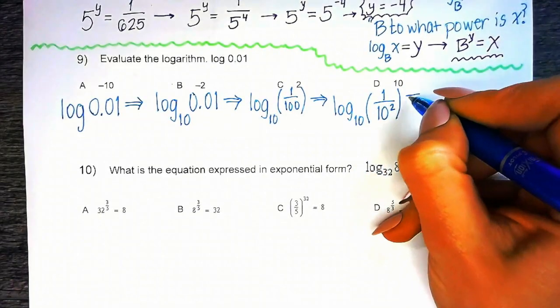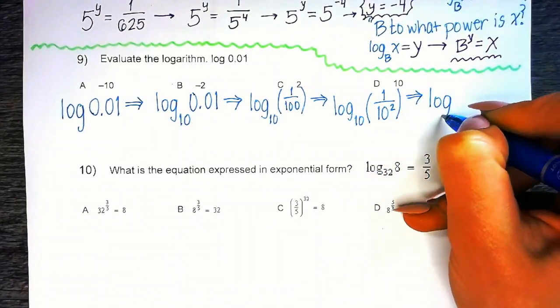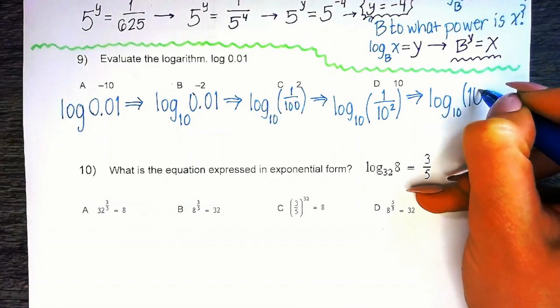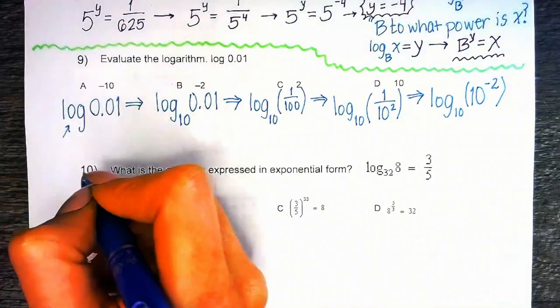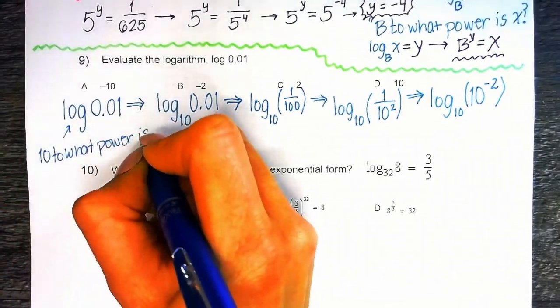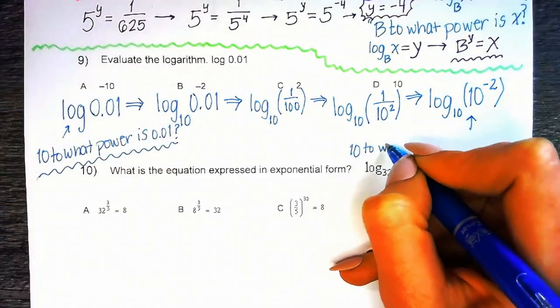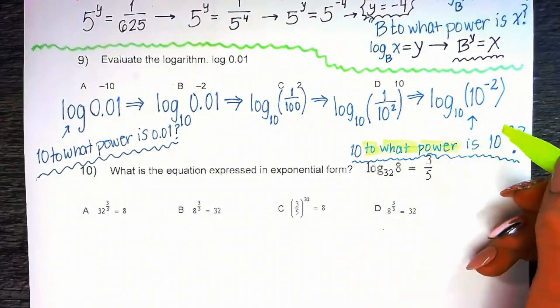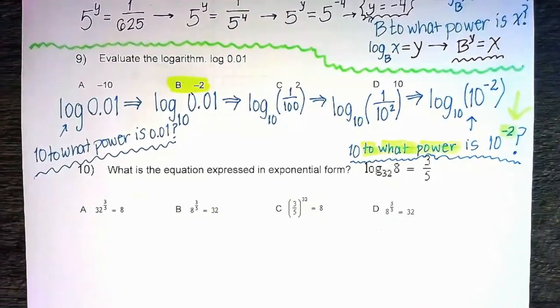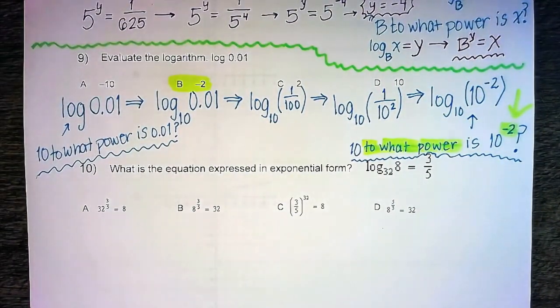1/100? Since 10 to the second power is 100, that means 10 to the negative second power is 1/100. So we're really asking ourselves, 10 to what power is 10 to the negative second? And that question answers itself. The answer is -2.